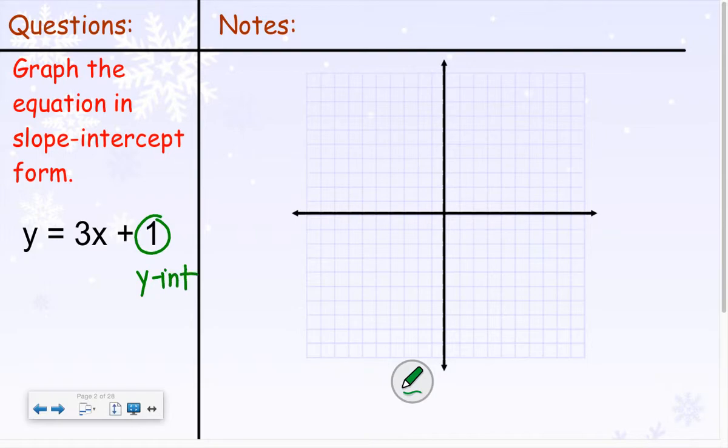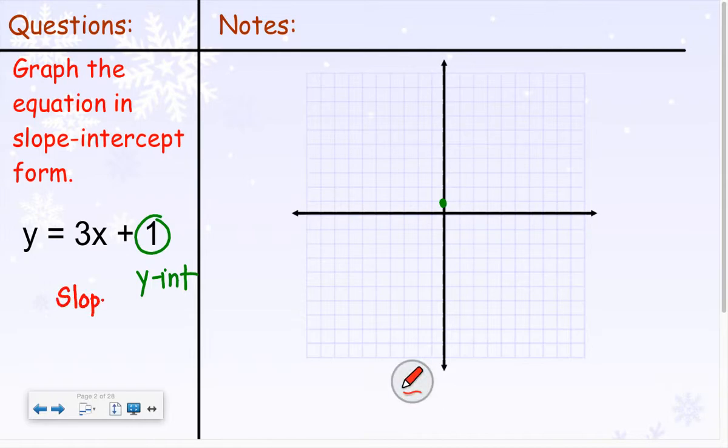So since this is where our line crosses the y-axis, I have to put a dot at 1 on the y-axis. Since our y-intercept is plus 1, I'm going to go to positive 1 on the y-axis and put a dot. The second number I do is 3, which is my slope.